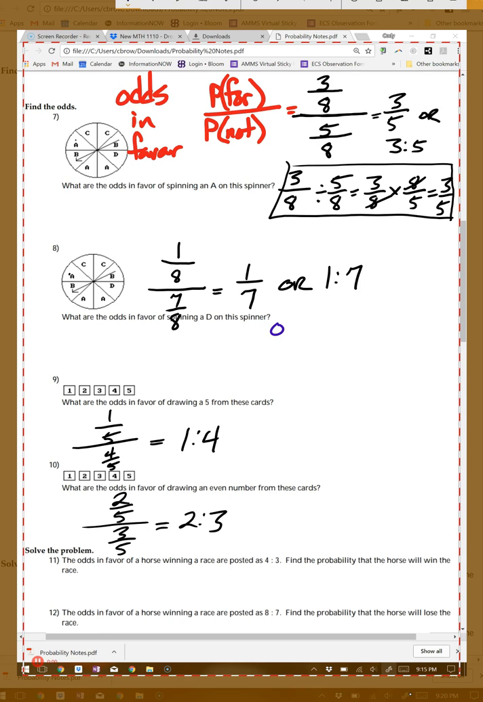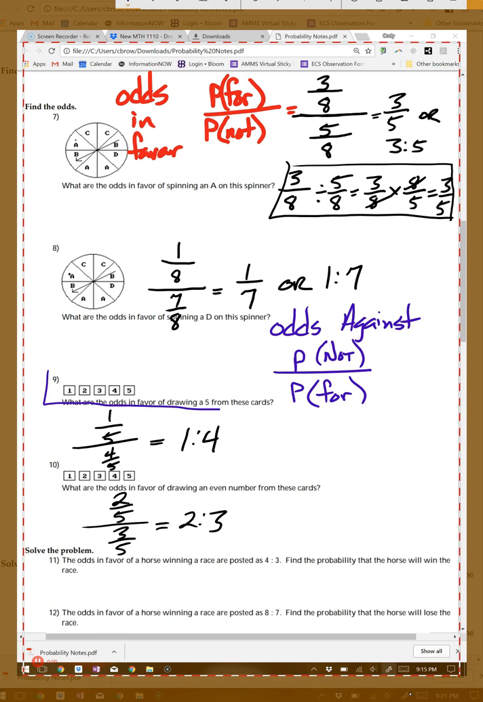Odds against, slightly different. And like I said, slightly different. And the difference is we basically flip the for and the not. Odds against, we want the probability of it not happening over the probability that it does happen. So if we took this very same problem, the odds in favor, and we said what are the odds against drawing a 5? Basically it would be this very same problem, just flipped.